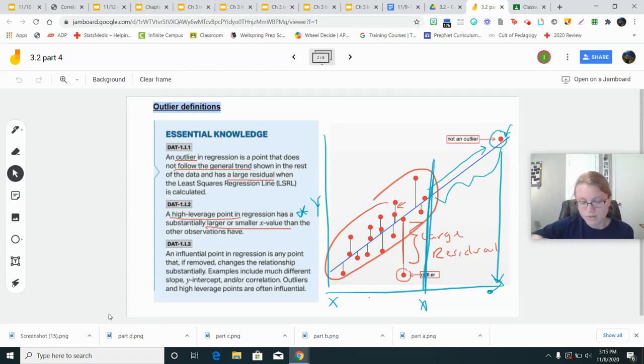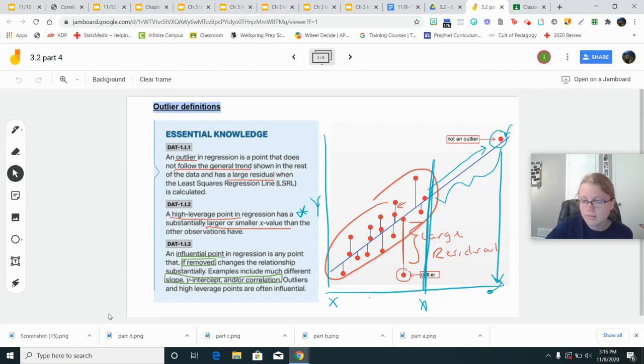So the last one is an influential point. And basically, most of these are influential points. Basically, an influential point, kind of like it sounds, influences things. So an influential point, if removed from the data set, changes the relationship. So examples of changes are slope, y-intercept, and/or correlation. So any of these things or combinations of these things are called influential points.